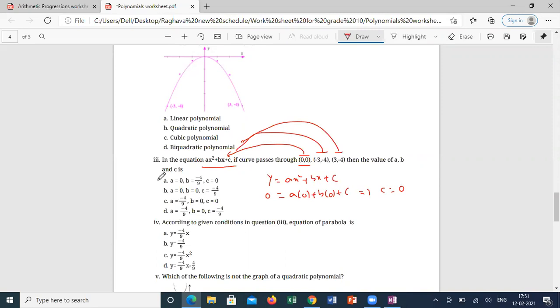So my answers are either option A or option C. Next, I'm going to calculate the remaining two values. So substitute minus 3, minus 4 in the equation. So what do you have to get? Minus 4 will be equal to a into minus 3 whole square plus b into minus 3 plus 0. Why is it 0? Because in the previous case, we calculated c is equal to 0.